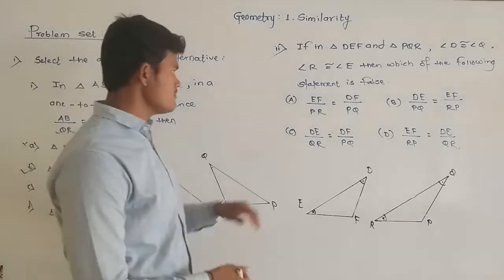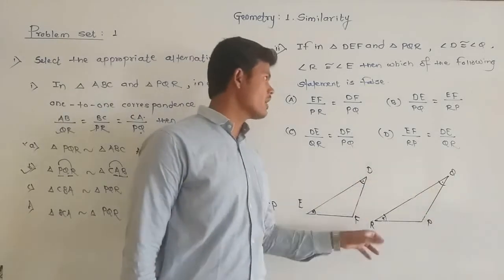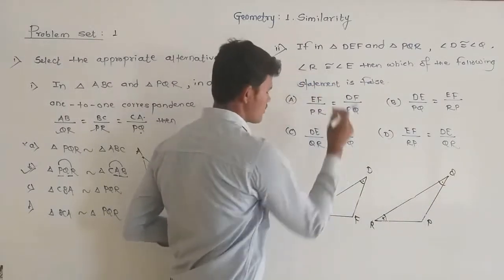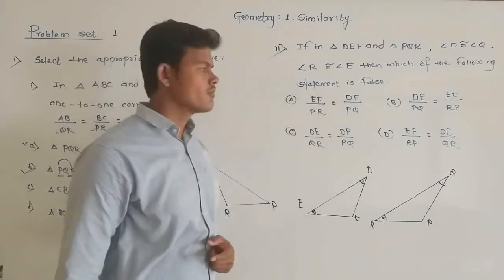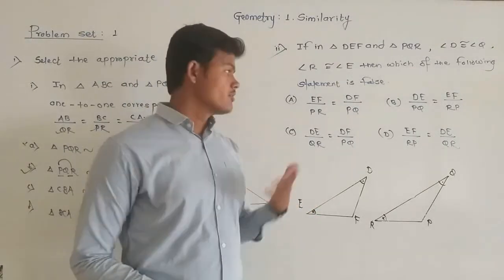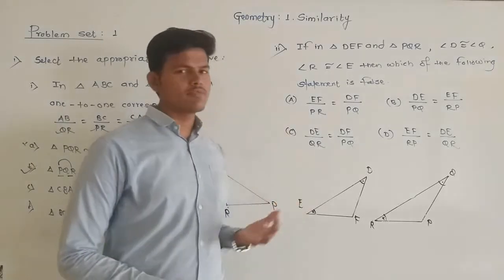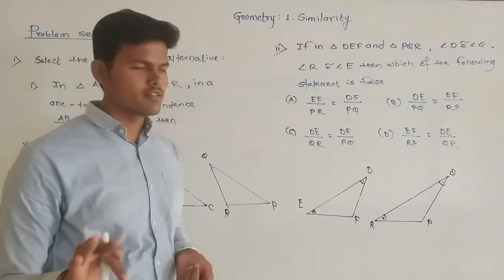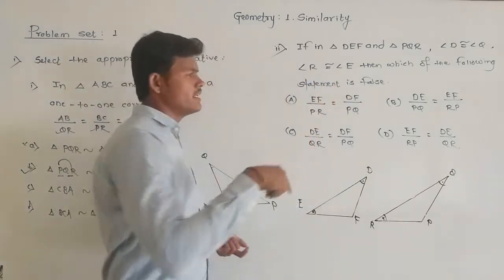Second question is, if in triangle DEF and triangle PQR, angle D is congruent to angle Q, angle R is congruent to angle E, then which of the following statements is false? Here we have to say which statement is false, is incorrect. That means from the four options, one option is incorrect and the other three options are correct. That means from A, B, C, D, three options are correct and one answer is incorrect. So we have to write which of the following statements is false.